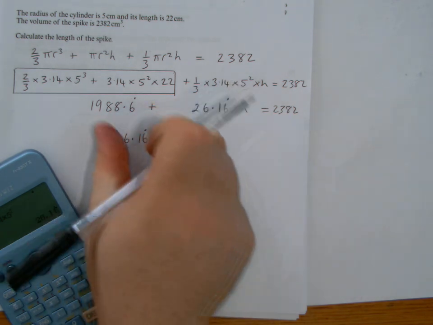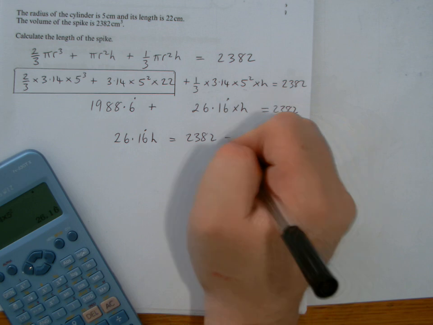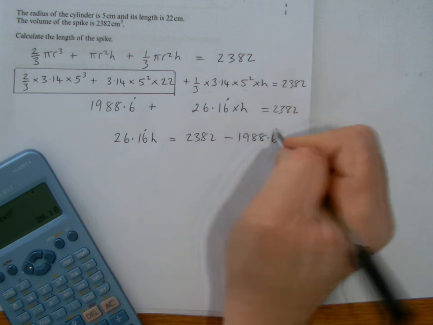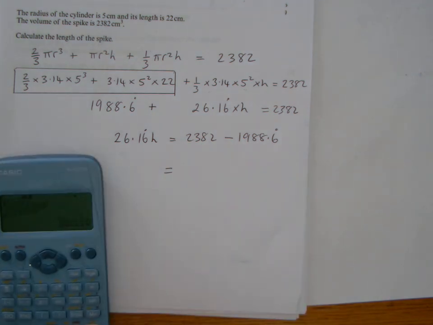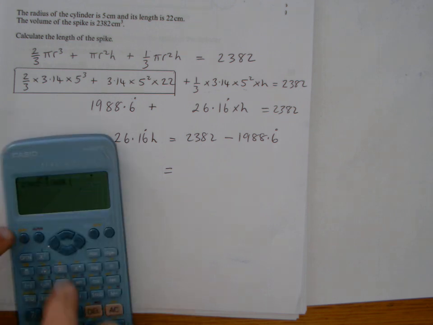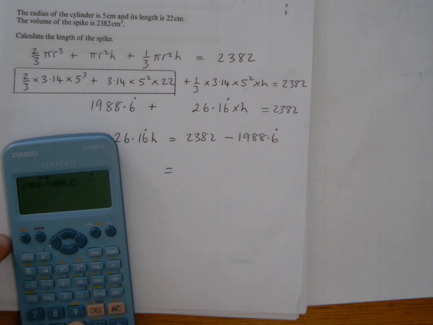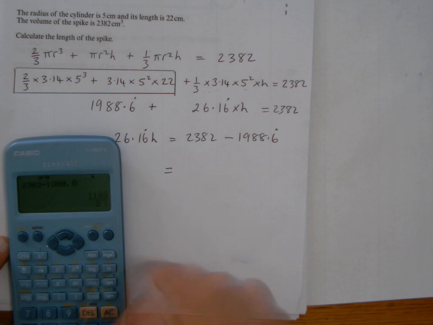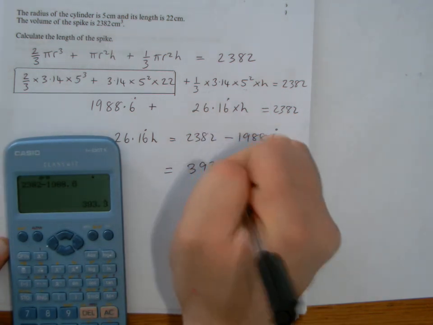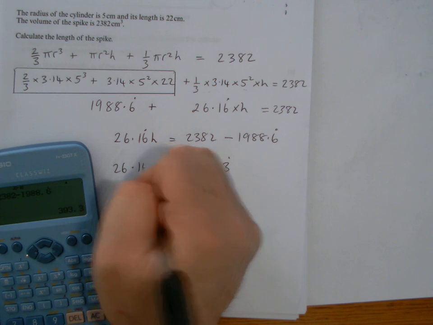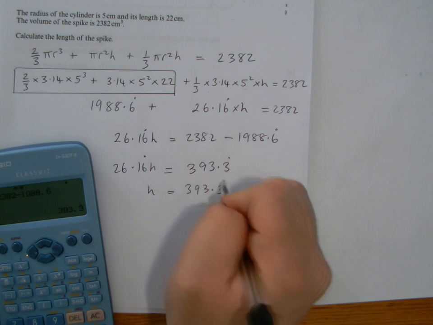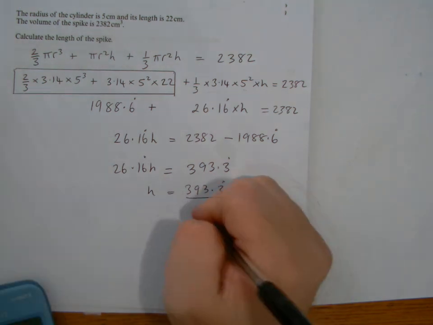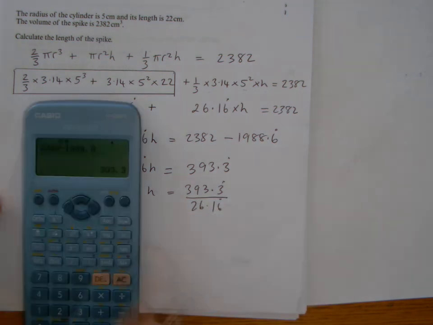And then with this, obviously I need to get it over the other side of the equation. So I'm going to take away 1988.6 recurring. So if I can work the right hand side out here, 2382 take away 1988 point, and then I can get the recurring button on there. If I press shift on this button here, 6, I get then 393.3 recurring. So that would be 26.16 H. And then to get H, I just divide through 393.3 recurring by 26.16 recurring. So I've got my answer here.